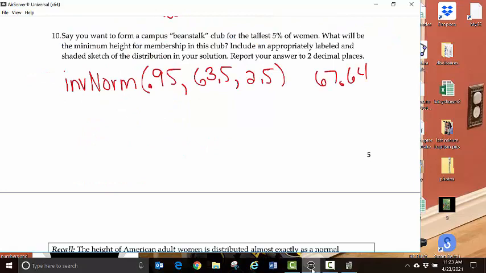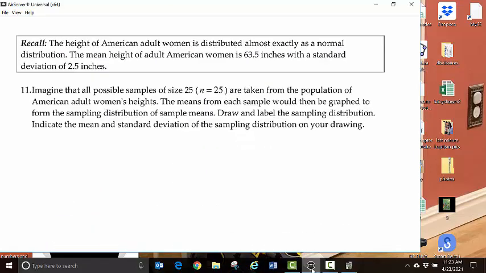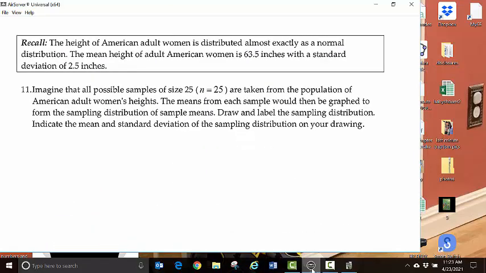Any questions? All right. Imagine that all possible samples of size 25 are taken from the population of American adult women's heights. The mean from each sample would then be graphed to form the sampling distribution of the sample means. Draw and label the sampling distribution.